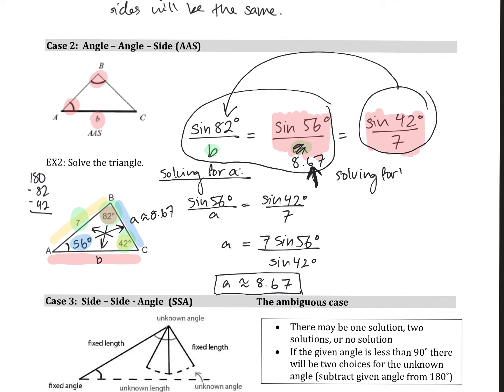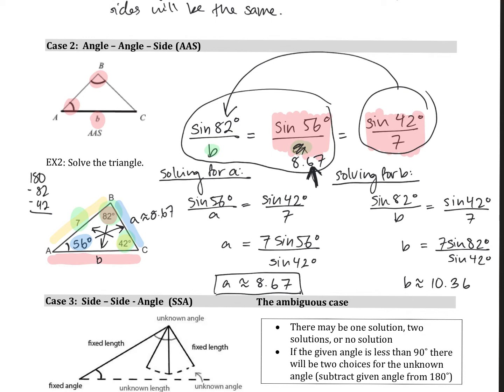Solving for b. And then we'll have sine of 82 degrees divided by b equals, once again using the value that we did not approximate with. And let's solve. So once again, skipping some of the minor algebraic steps, we get 7 sine 82 degrees divided by sine of 42 degrees. Which means b is going to be approximately, plugging that into our calculator, 10.36.